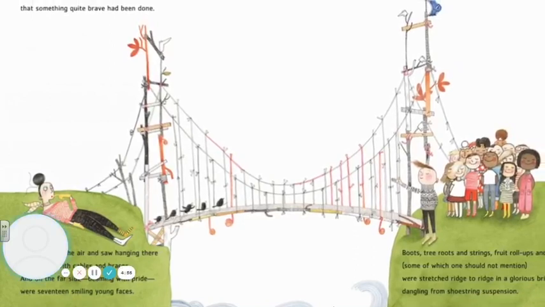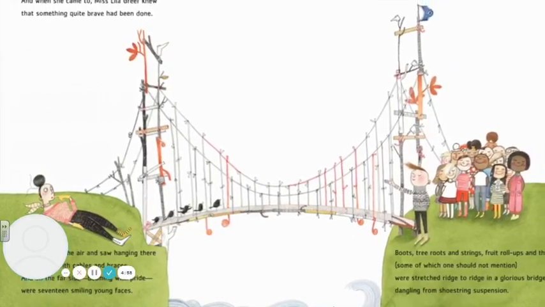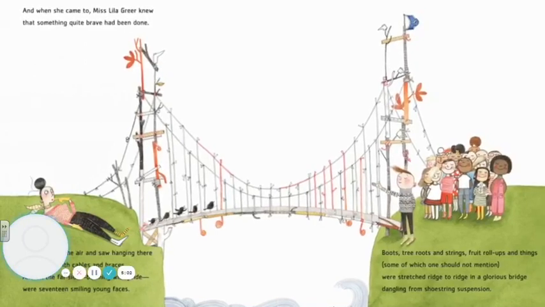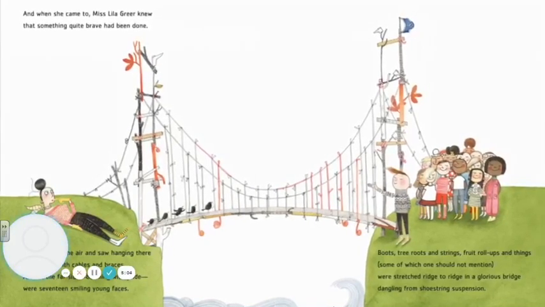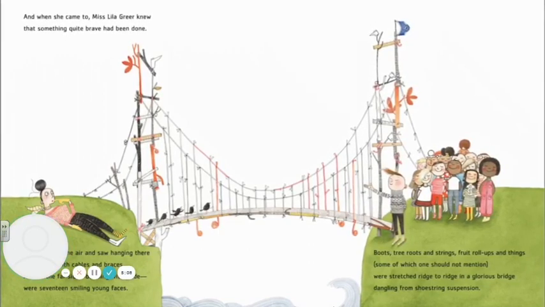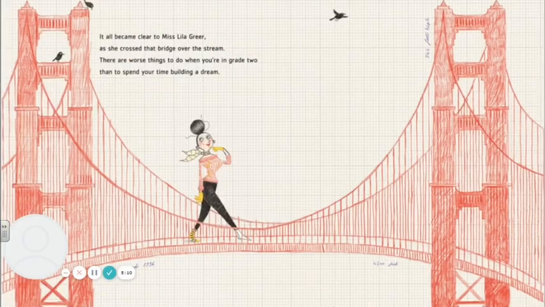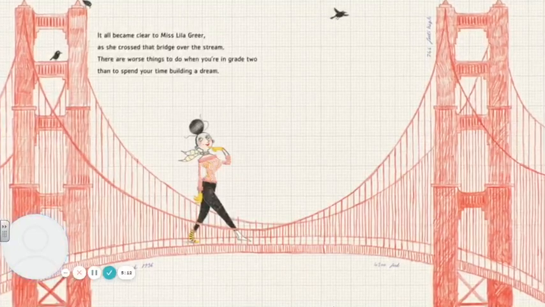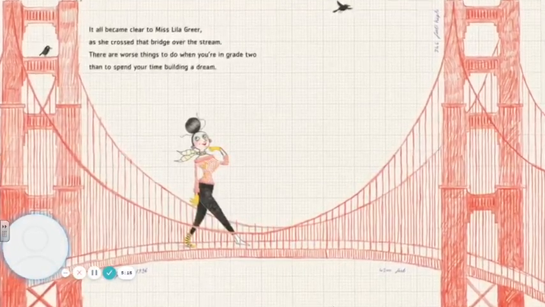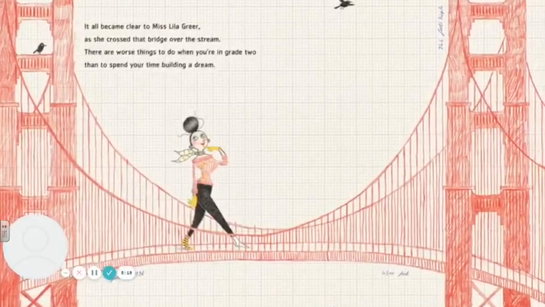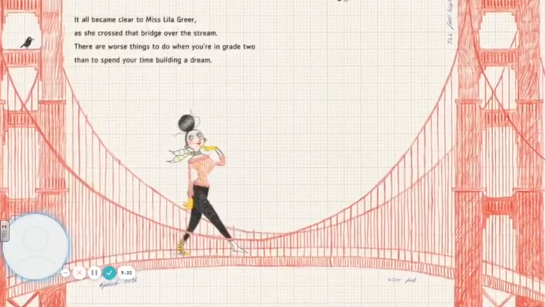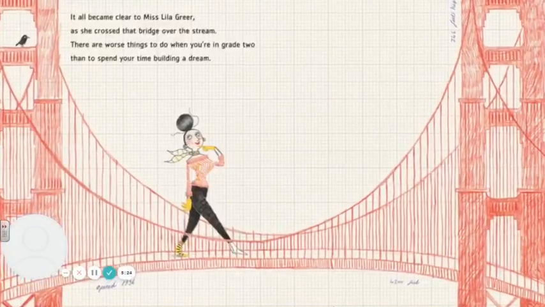Boots, tree roots, and string, fruit roll-ups and things, some of which should not mention, were stretched ridge to ridge in a glorious bridge dangling from shoestring suspension. It all became clear to Miss Lilla Greer as she crossed that bridge over the stream. There are worse things to do when you're in grade 2 than to spend your time building a dream.